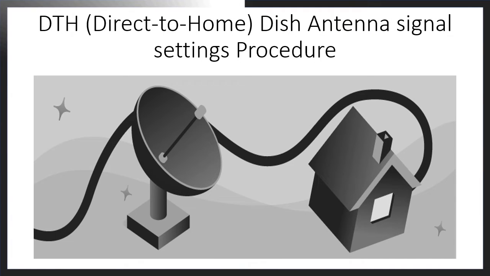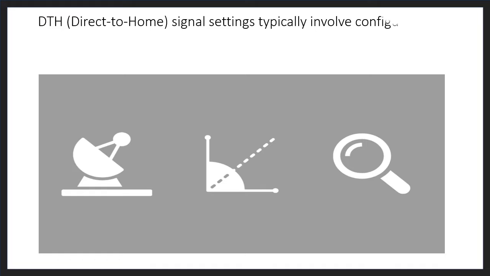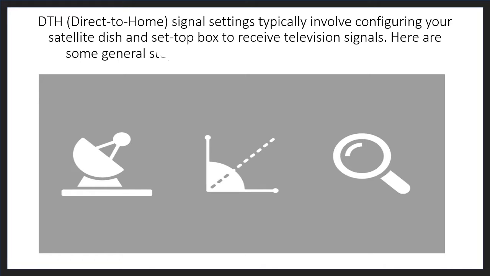DTH, Direct to Home, Dish Antenna Signal Settings Procedure. DTH, Direct to Home, signal settings typically involve configuring your satellite dish and set-top box to receive television signals. Here are some general steps you can follow to set up your DTH signal.